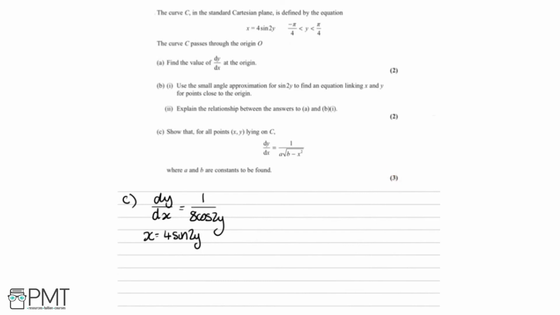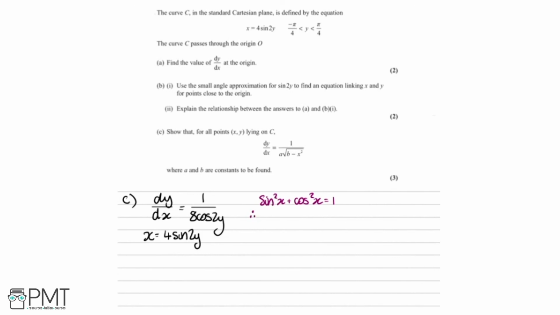So what I've done here is I've written down some things we worked out in the previous part. So we know that dy by dx equals 1 over 8 cos 2y, and x equals 4 sine 2y. So this is what we're going to use. We're also going to use one other identity. So we know that sine squared x plus cos squared x equals 1.